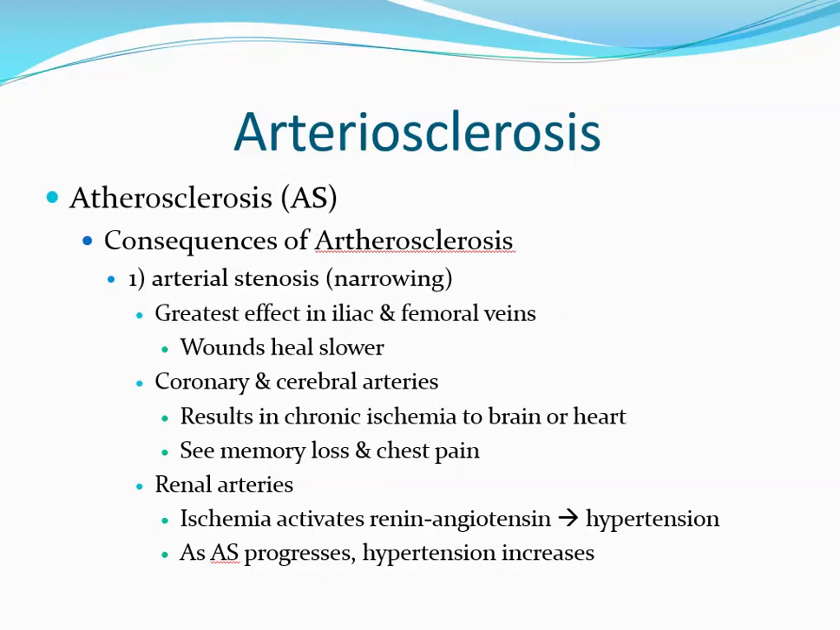Renal arteries are another vessel that can become stenotic. This will result in ischemia or less oxygen delivery to the kidneys. This will activate the renin-angiotensin system. This system results in fluid retention and vasoconstriction. Vasoconstriction will lead to hypertension, and this just aggravates or increases the progression of atherosclerosis. So as hypertension increases atherosclerosis, it creates even more hypertension.